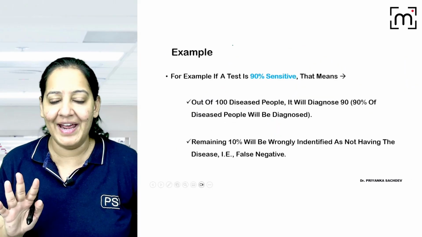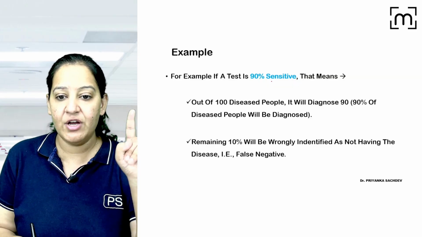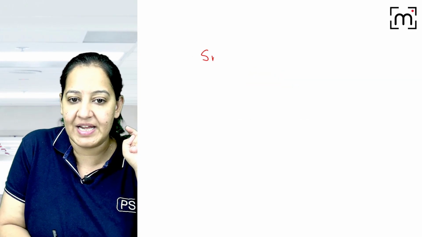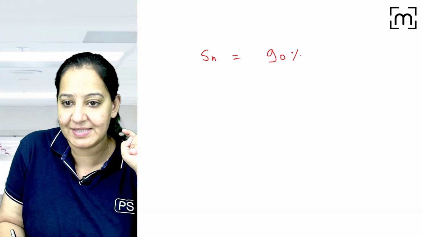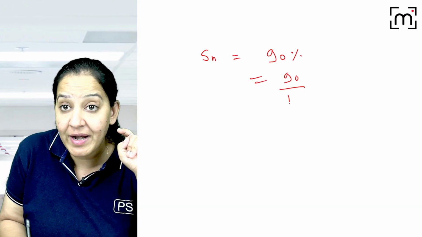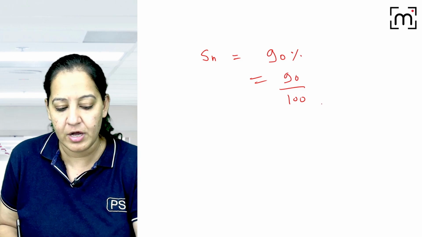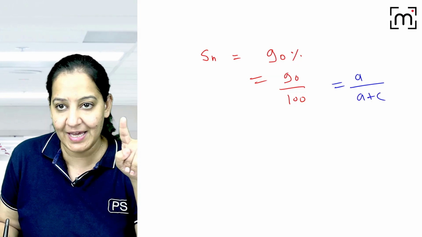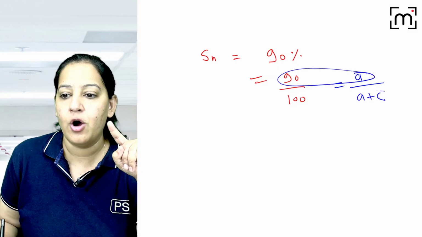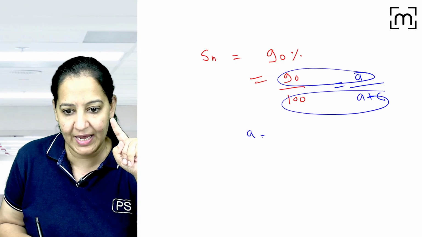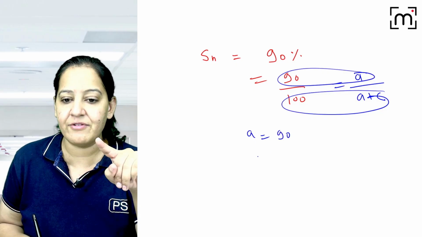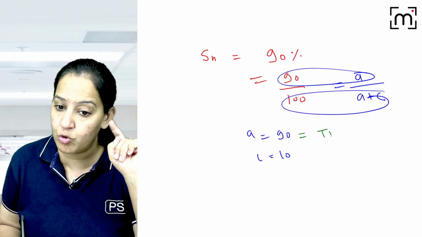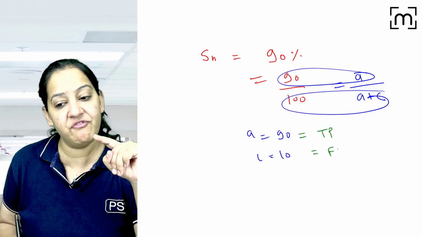This is sensitivity. For example, if I say sensitivity of any test is 90%. What do you mean by 90%? Sensitivity of a test is equal to 90%. It means 90 upon 100. What is the formula of sensitivity? I told you it's A upon A plus C. I mean to say A is 90 and A plus C is 100. So C is 10 obviously, right? So what is A? A is the true positive. And what is C? C is the false negative.